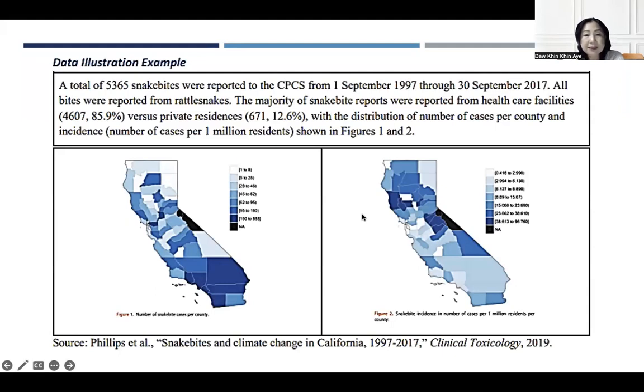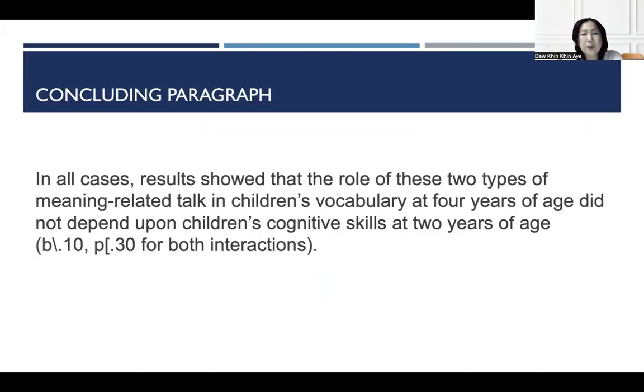But if you look at the last line, incidents shown in figure 1 and 2. Okay, now let's move to the next slide. This is just one example of an illustration, table, and graph. Now, this is the concluding paragraph example. In all cases, results show that the role of these two types of meaning-related talk in children's vocabulary at 4 years of age did not depend upon children's cognitive skill at 2 years of age, okay?